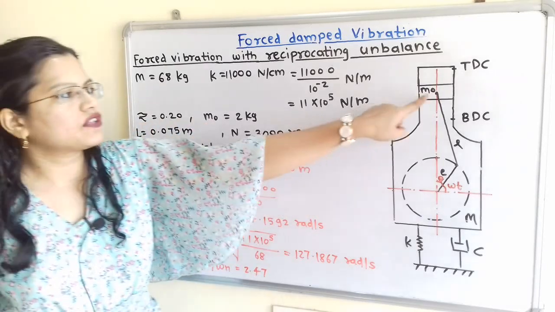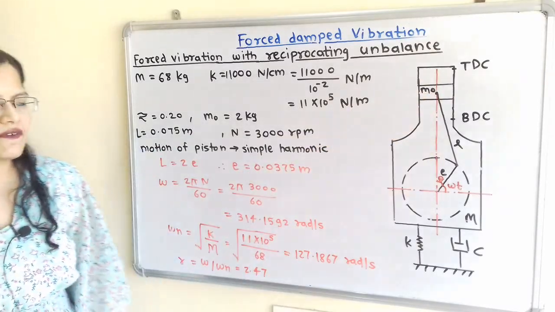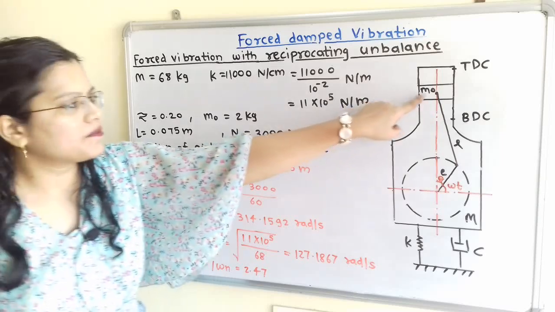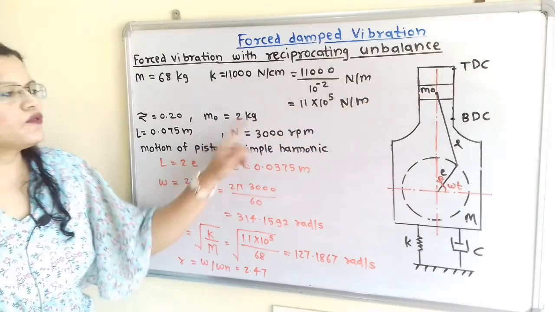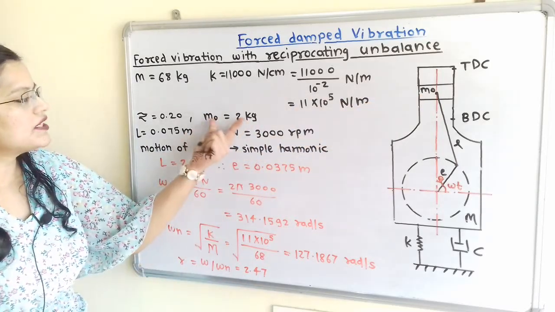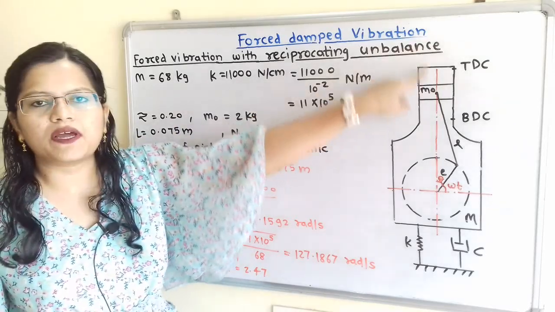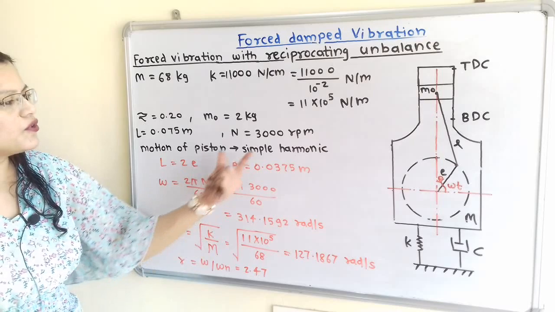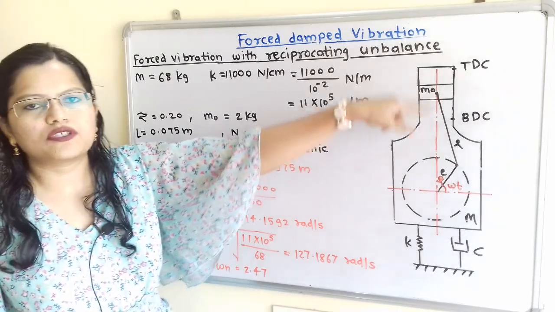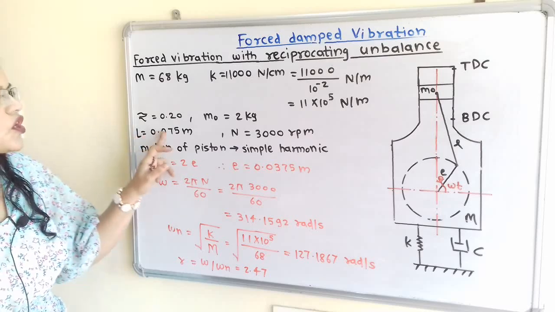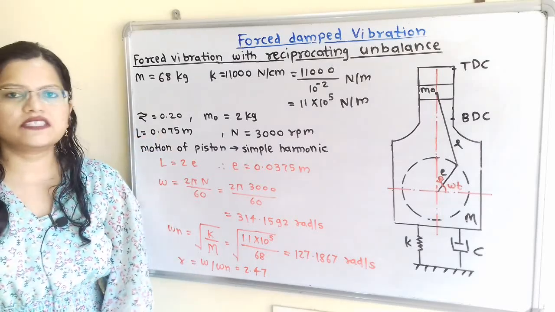Unbalanced mass on the reciprocating parts is given. So on this piston cylinder arrangement, the unbalanced mass M0 is given as 2 kg. And due to this unbalanced mass, the motion of the piston is simple harmonic motion. Now due to this simple harmonic motion, the vibration occurs in the system. Then the stroke length is given. So what is this stroke length?